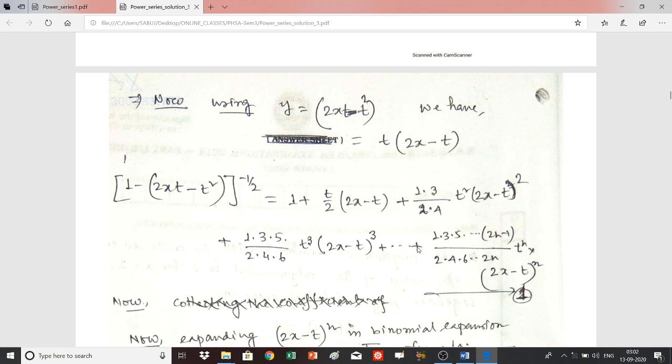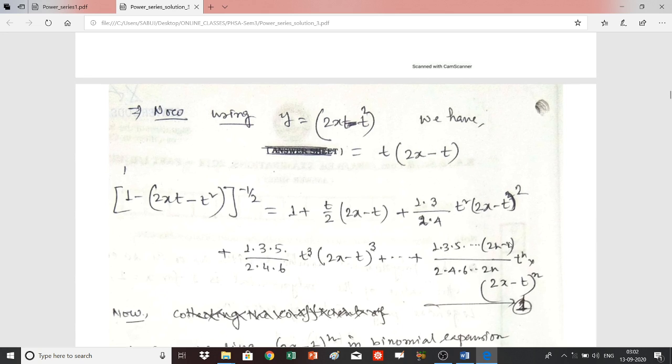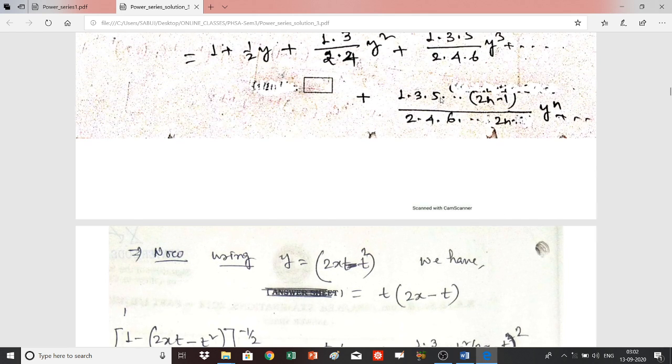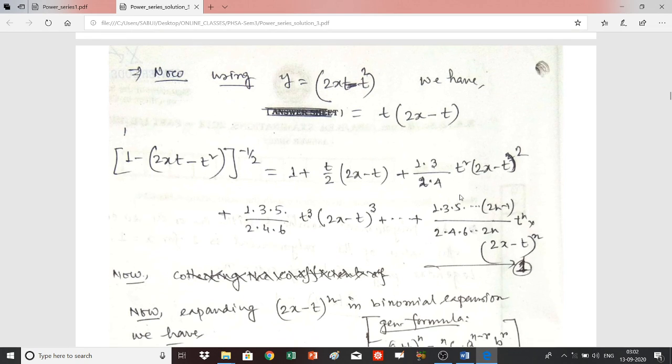Other terms, and plus the final term. The final term is 1 into 3 into 5 etc. into 2n minus 1. You can also see from here 1, 3, 5, 2n minus 1, and in this way 2, 4, 6, 2n into y to the n. So here I have written 1 into 3 into 5 etc. 2n minus 1, and here 2 into 4 into 6 etc. to 2n and y to the power n, and here y is t into 2x minus t, so you write here t to the power n. From here t to the power n is written here, and 2x minus t to the power n.